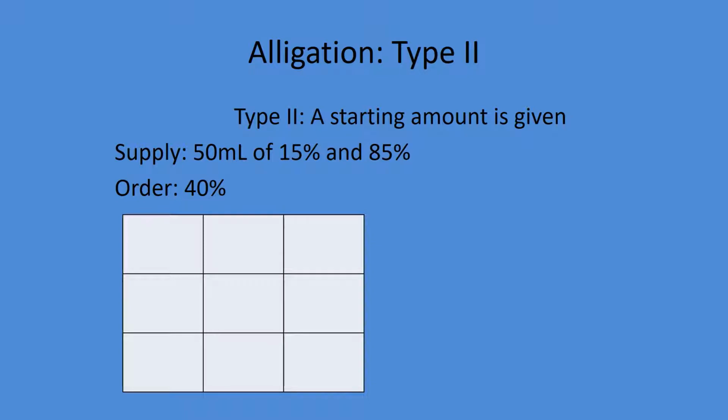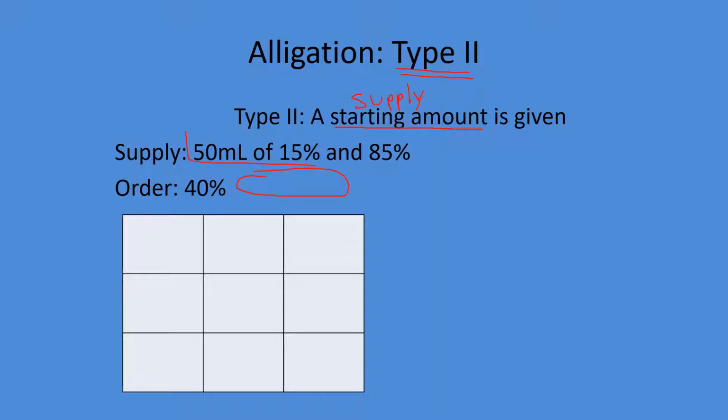All right, a variation of the problem is type 2 alligation. Here in type 2, they're asking you to use a specific supply amount. So you're given a starting amount. So notice here, there is no final volume. So that's how you will identify the difference between type 1 and type 2.